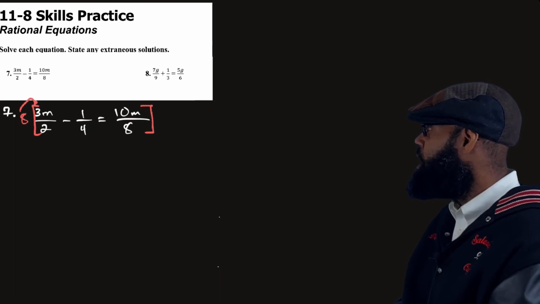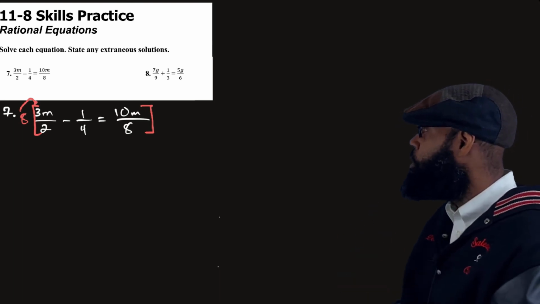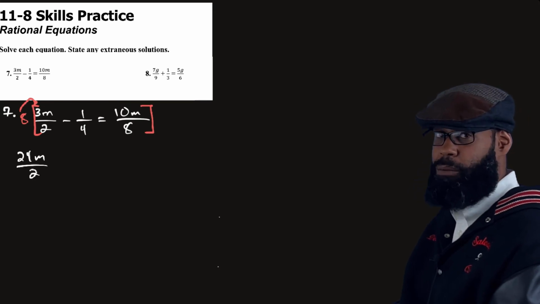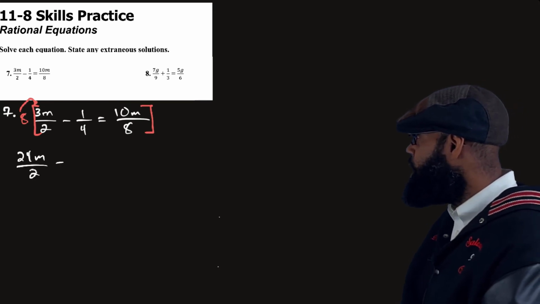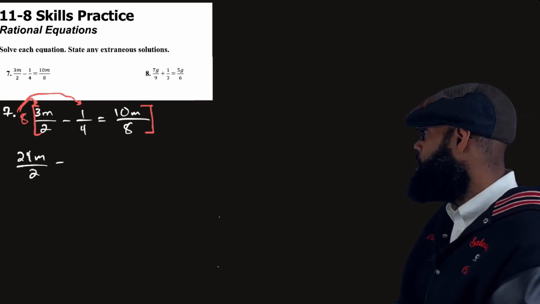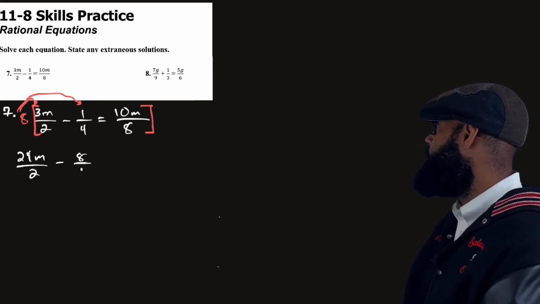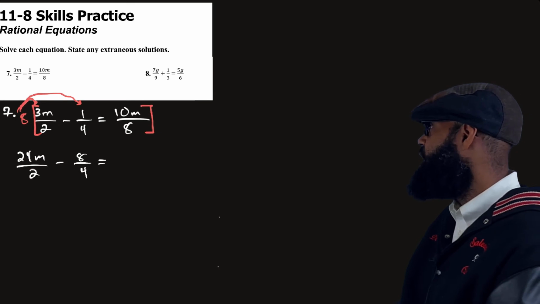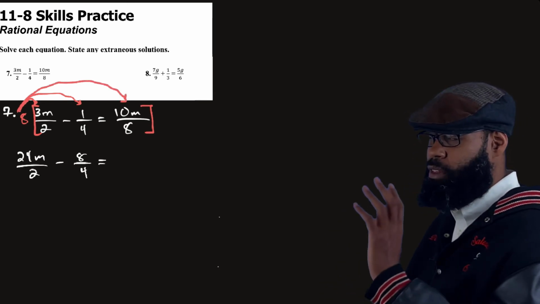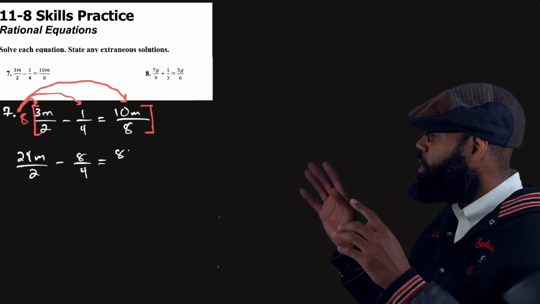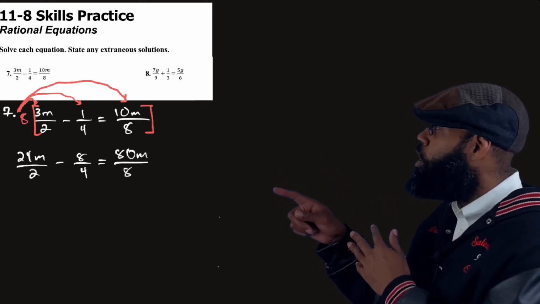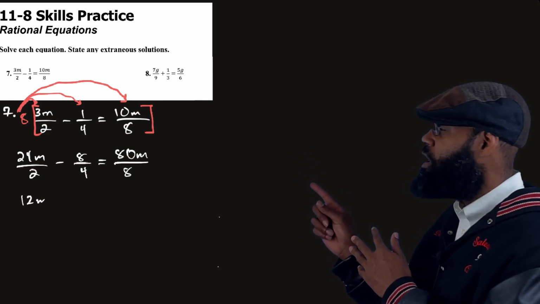But what number is going to bust out that fraction? Well, I need a number that 2 will go into, a number that 4 will go into, and a number that 8 will go into. Well, guess what? 8's that number. 8 times 3m is 24m. 8 times 1 is 8. And 8 times 10m is 80m. So now, when I do it to the left side, I'm going to do it to the right side. That's why you're seeing that distributive property go to the first 2 terms and then all the way across to the other side of the equal sign.